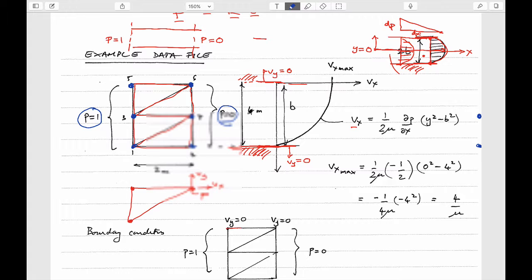What about our velocities? We know that Vy equals 0 here. We know that Vy is equal to 0 here. We know that Vy is equal to 0 here, for what we said before. And we know that Vy is equal to 0 there.